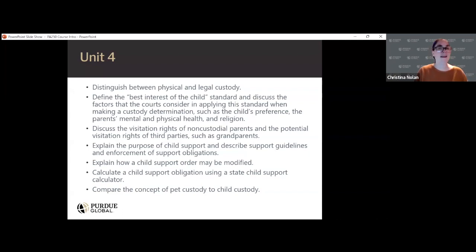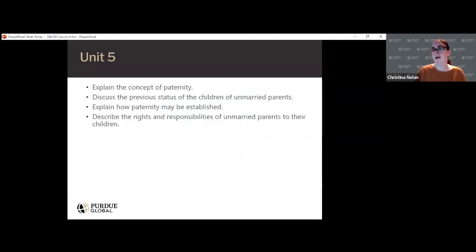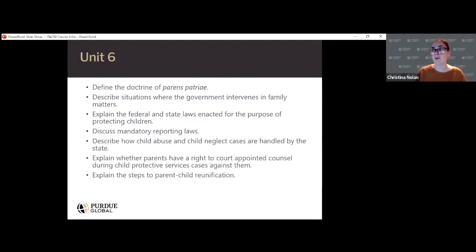And then pet custody, we'll look at that too. In Unit 5, we talk about paternity. Not all parents are married or locked together in a certain legal way, like a domestic partnership. So what happens? How do you establish paternity? What are the rights of unmarried parents to their children? What kinds of rights do they have? What do they owe them?